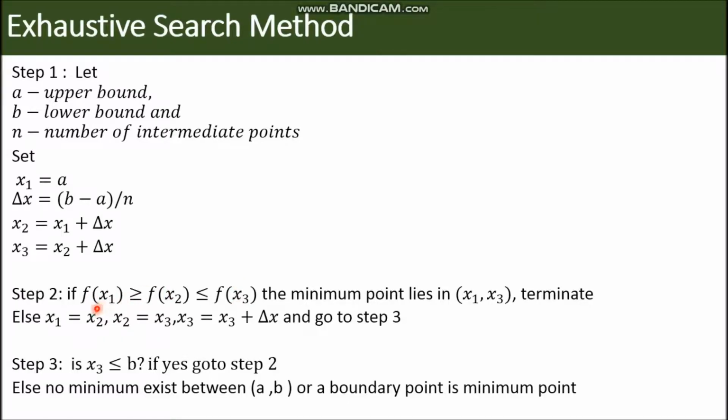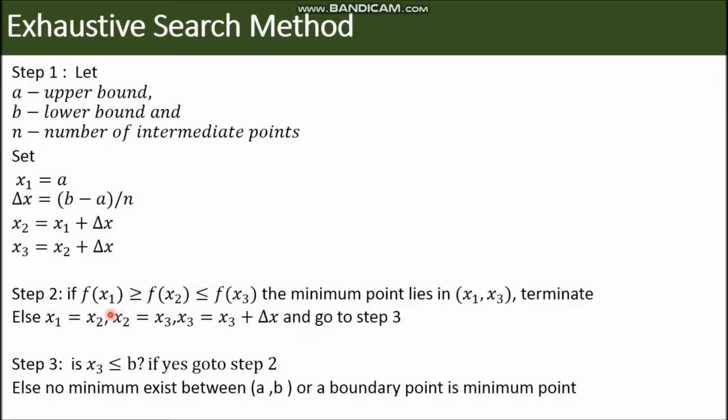If f of x1 is greater than f of x2 and f of x3 is greater than f of x2, then the solution lies between x1 and x3. That minimum point lies between x1 and x3. I am taking minimum; I am searching for the minimum of the function. So if you get this condition, then we can terminate.